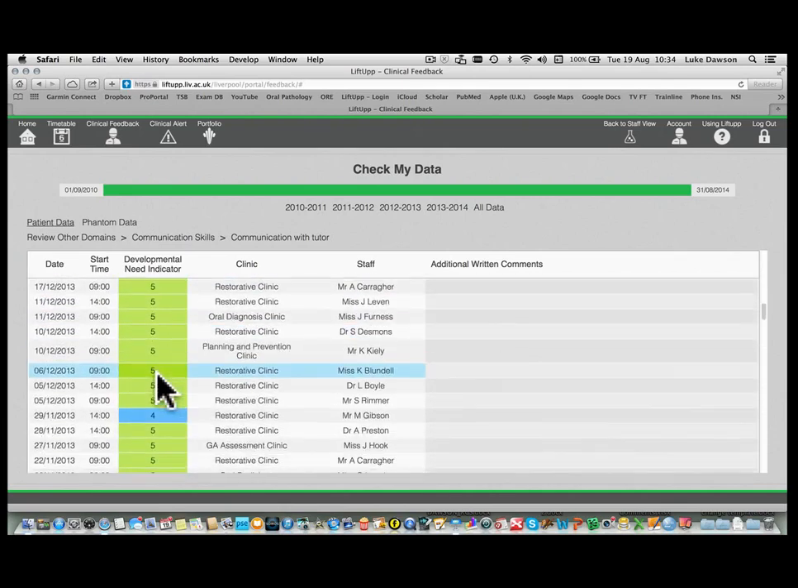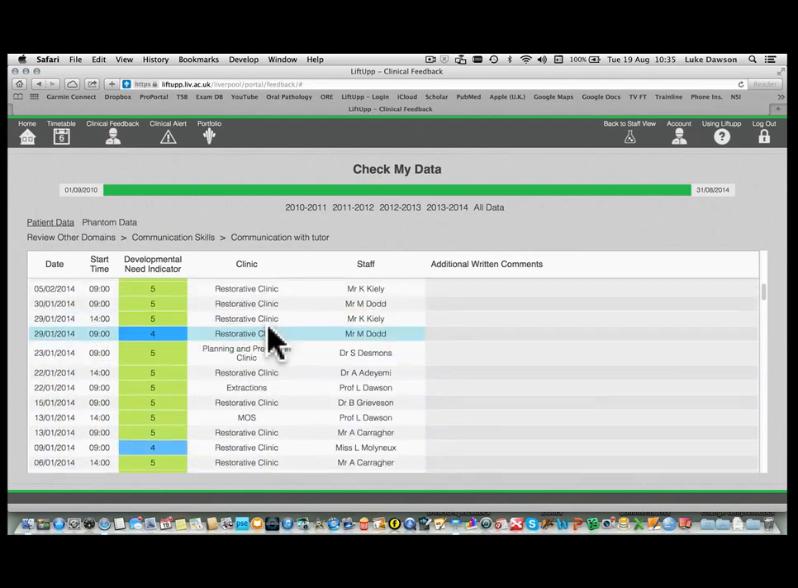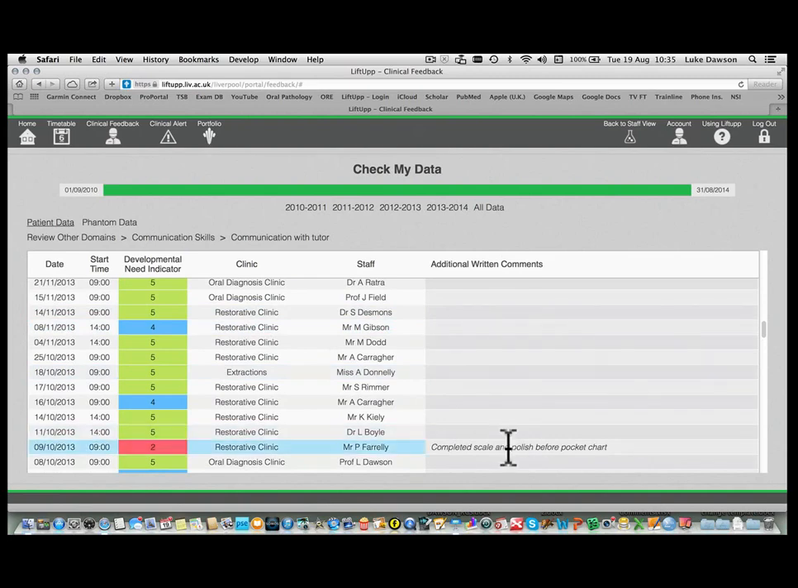A quick flick down will show the transition from needing assistance to independence. And in this profile, whoever this student is, there's the odd red blip. Now this member of staff has said completed scale and polish before doing pocket chart. They felt that meant that the student was unable to complete the task. It will be up to the panel to decide whether that is reasonable or not, but the key thing is you can also see the written feedback. It's there for you, and it's also there for any progression panels that want to make decisions and decide whether that decision was valid in the first place. So there's a lot of checks and balances here.